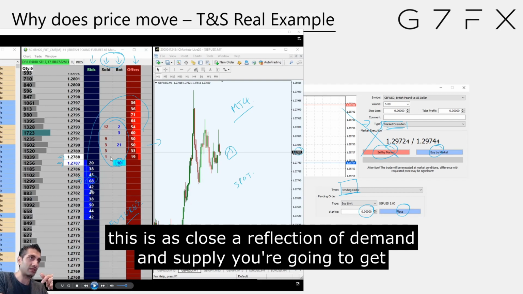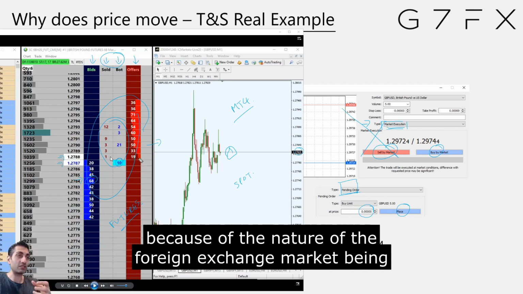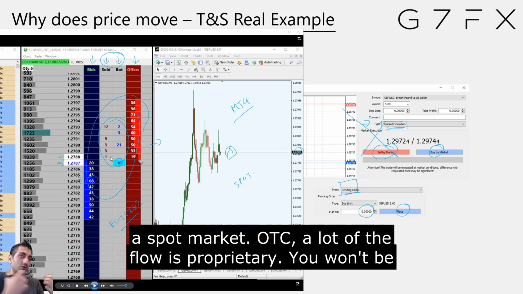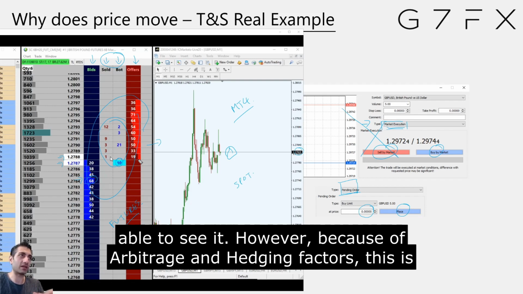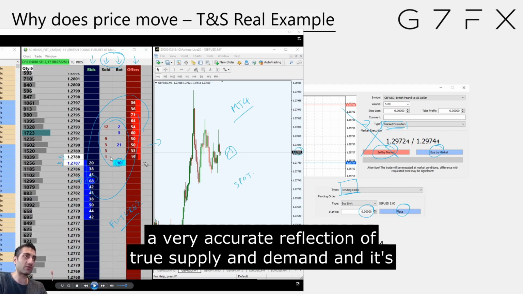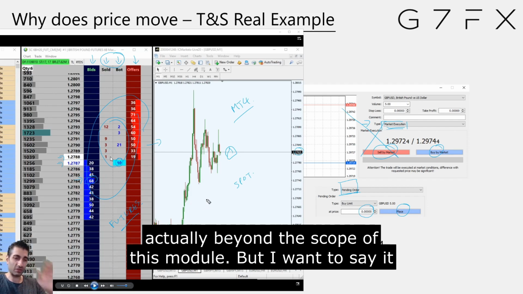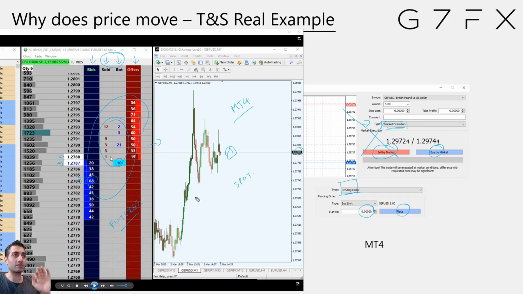But this is as close a reflection of demand and supply as you're going to get, because of the nature of the foreign exchange market being a spot market, OTC. A lot of the flow is proprietary, you won't be able to see it. However, because of arbitrage and hedging factors, this is a very, very accurate reflection of true supply and demand. And it's actually beyond the scope of this module, but I want to say it now because we're here.